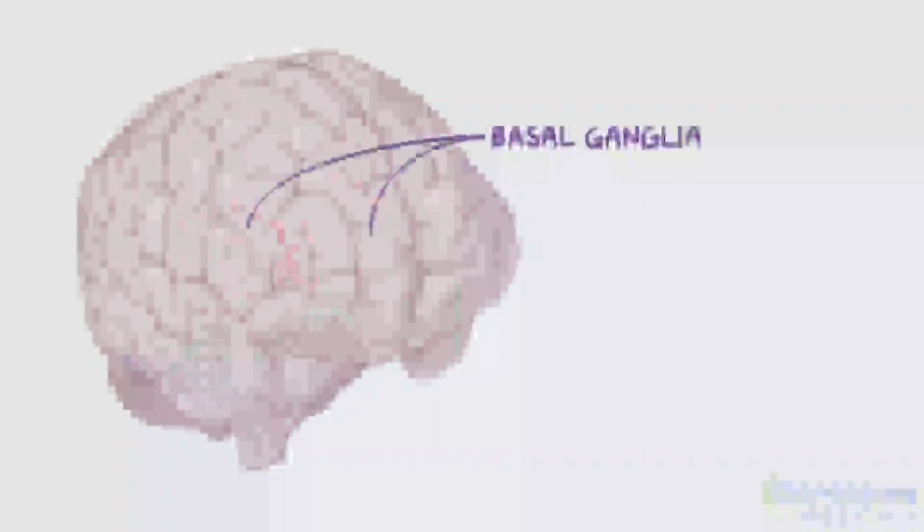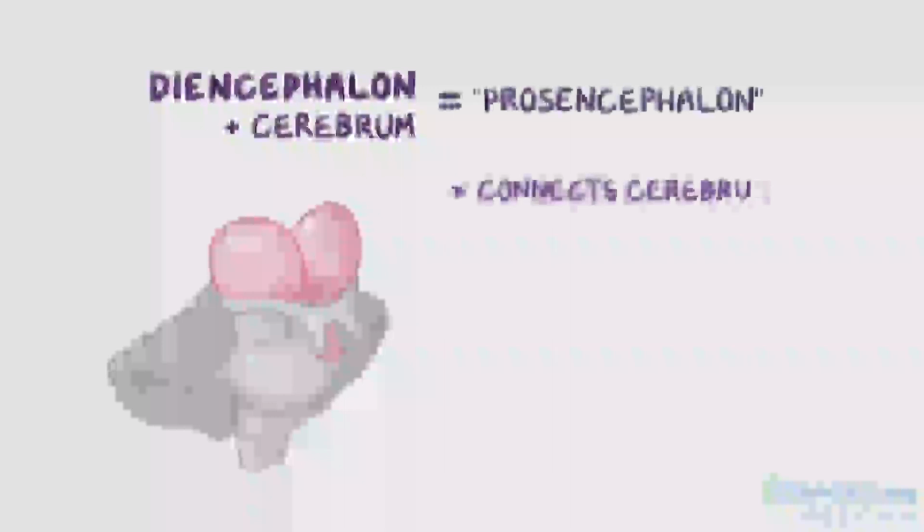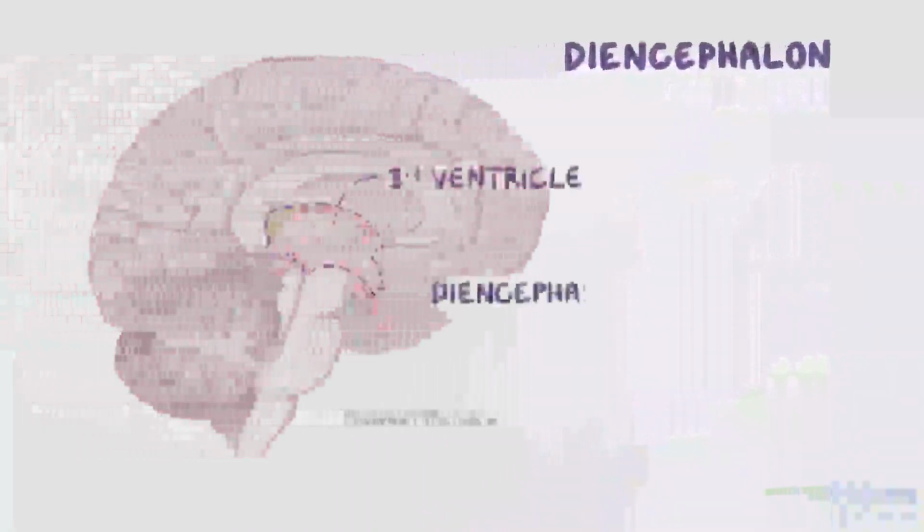Removing them reveals a part of the brain hidden between the hemispheres called the diencephalon. Together, the cerebrum and diencephalon form the forebrain, or prosencephalon. The diencephalon connects the cerebrum superiorly with the midbrain of the brainstem inferiorly. On a mid-sagittal section through the brain, we can see the cavity of the third ventricle and the diencephalon around it.